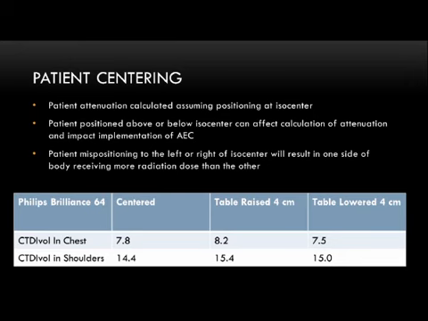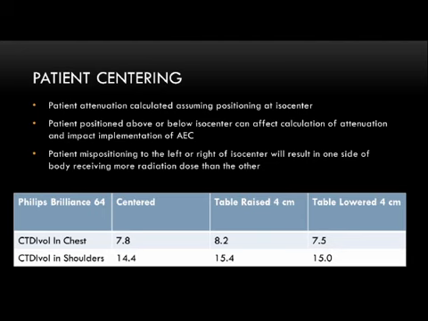And I did these scans on a Philips Brilliant 64 and looked at the CTDI vol for the chest and in the shoulders, for centered, the table raised 4 centimeters, and the table lowered 4 centimeters. You see some change here, but not actually huge significance. I was like, that's something, but that's not really all that much.